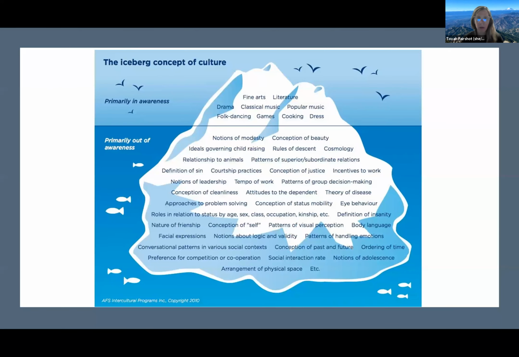And so I want to draw our attention to this iceberg concept, which some of you may have seen before. We talk about it a lot in terms of behavior, right? In terms of trauma, what we can see, what we can't see. And the same is true in terms of culture, right? We have pieces of culture that are primarily in our awareness: literature, music, dress, cooking, fine arts.